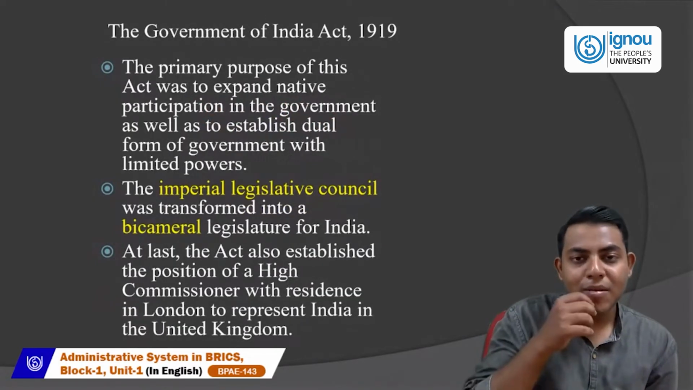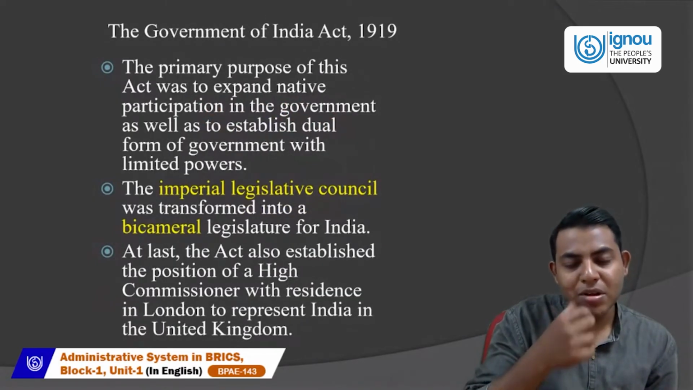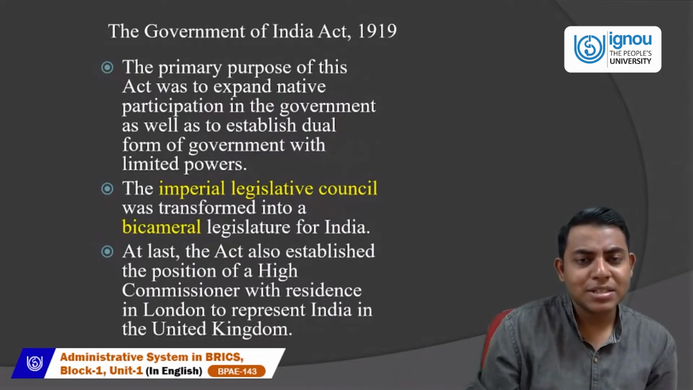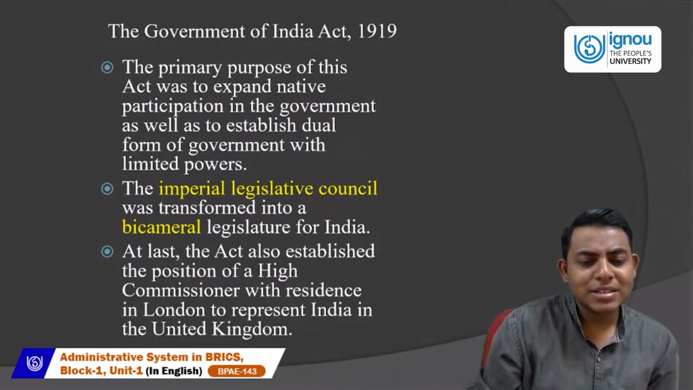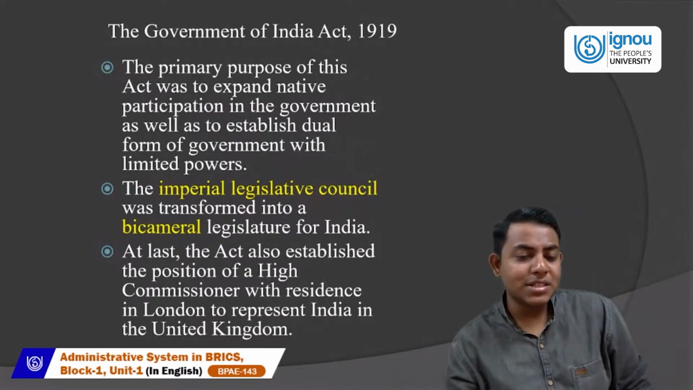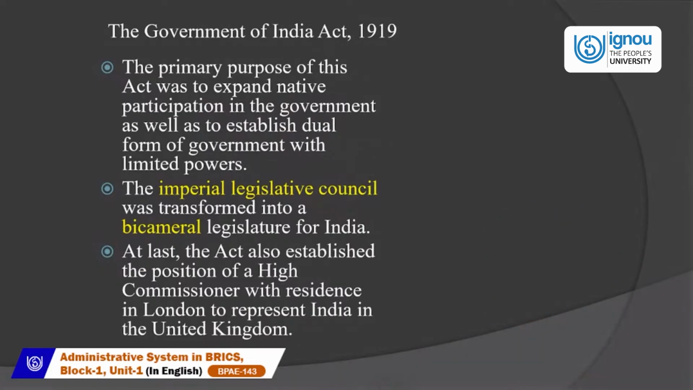So now let us discuss the Montagu-Chelmsford Reforms, or the Government of India Act of 1919. So the primary purpose of this act was to expand native participation in the government, as well as to establish a dual form of government with limited powers. So the Imperial Legislative Council was transformed into a bicameral legislature for India. And at last, this act also established the position of a High Commissioner with residence in London to represent India in the United Kingdom.